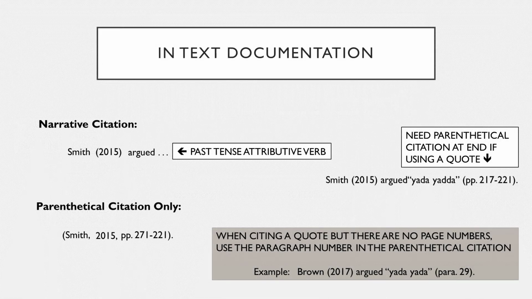For in-text documentation, the narrative citation would only use the last name, not the first name. The last name is then followed by the year in parentheses and then a past tense verb. Also keep in mind that you need to have a parenthetical citation at the end when using a quote that would have the specific page numbers, or if it's an electronic source with no page numbers, you would need to insert the paragraph numbers. You want to use pp. for multiple page numbers, singular p. for one page number, and para. if you are including the paragraph number.